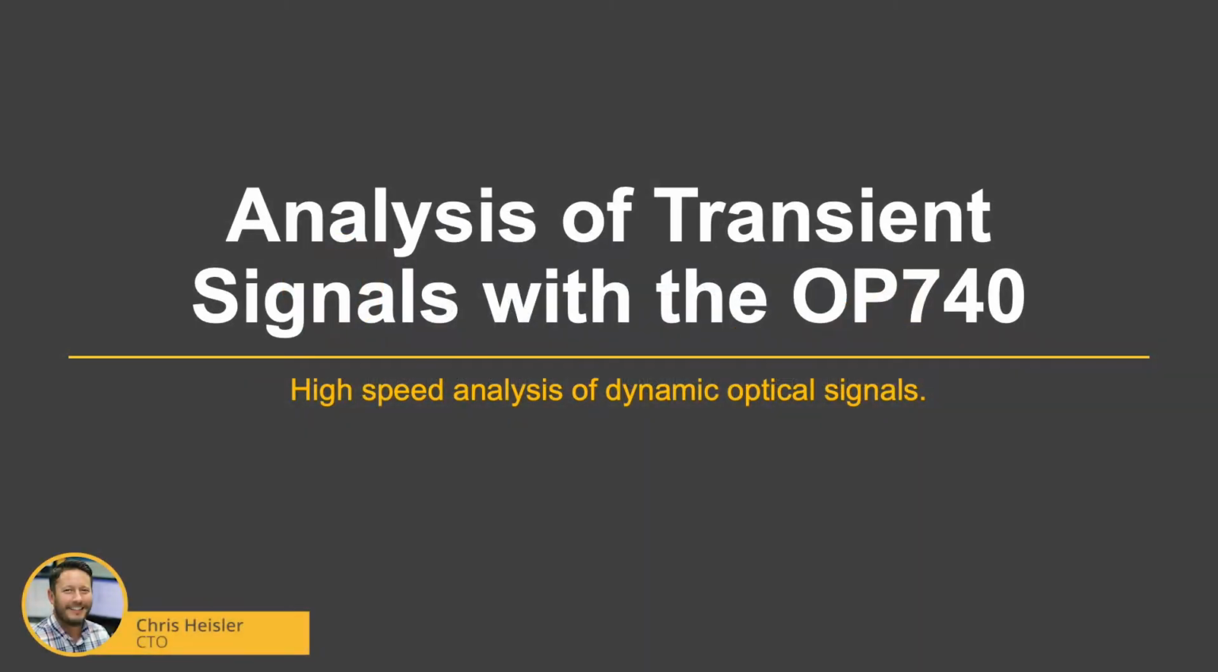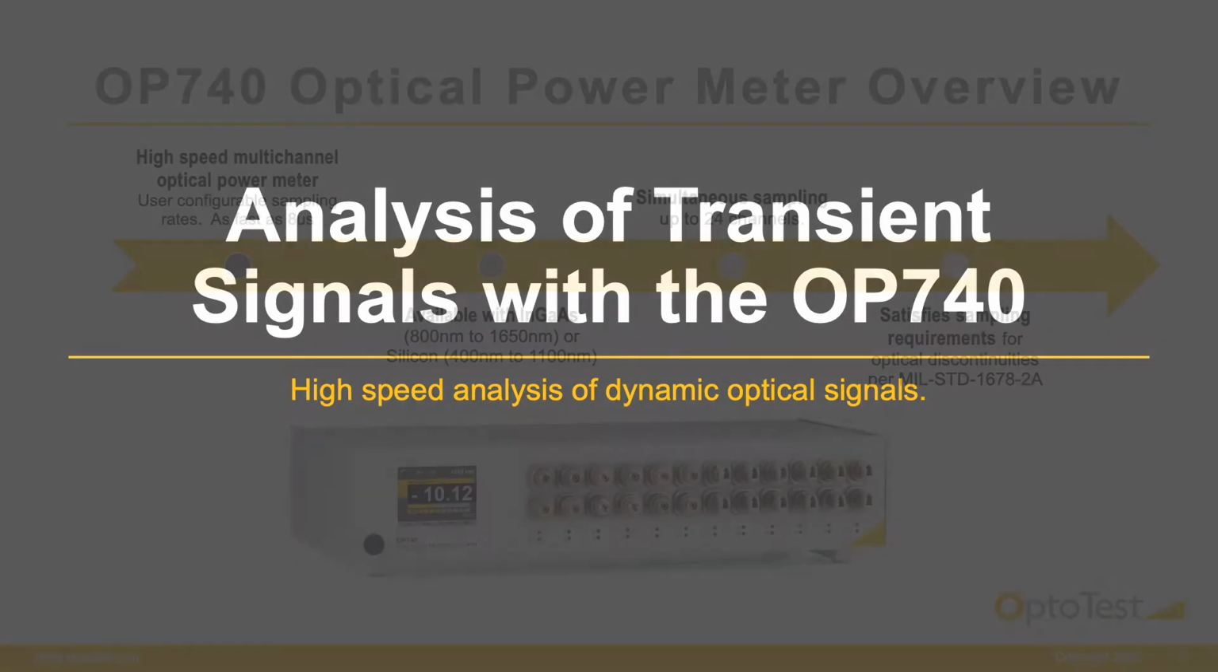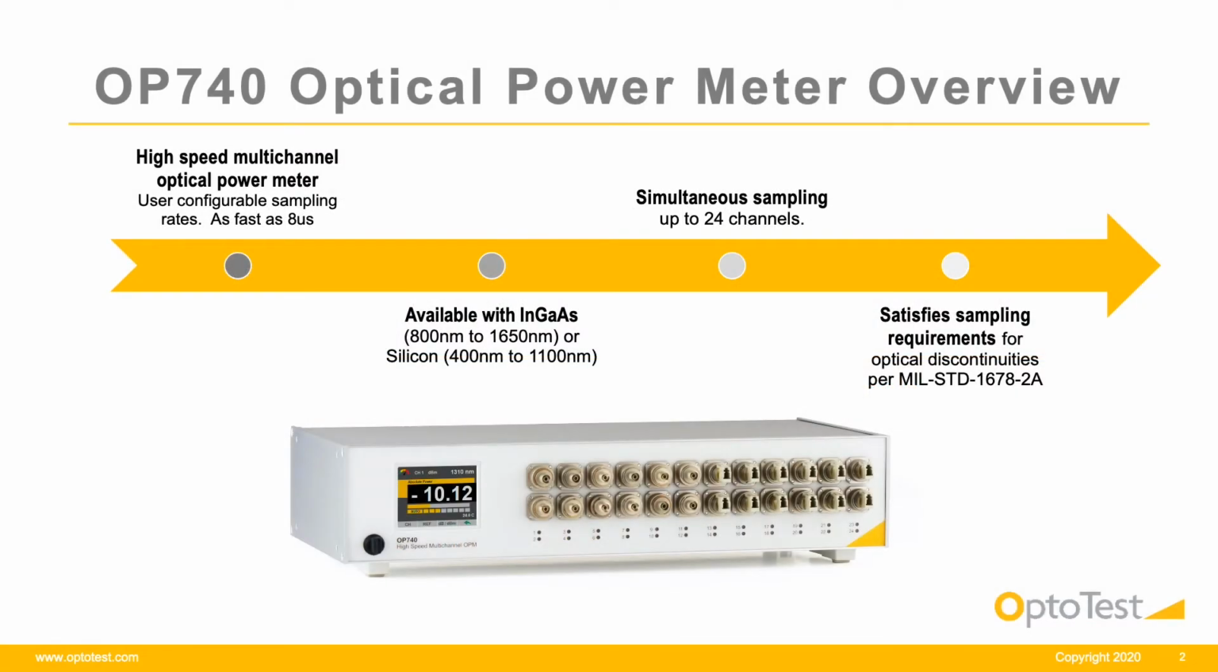In this presentation, we'll look at the analysis of transient optical signals using the OP740. The OP740 is a high-speed, multi-channel optical power meter. It has configurable sampling rates as fast as 8 microseconds. It is available with standard detectors of InGaAs for traditional telecom wavelengths and silicon for visible to near IR wavelengths.